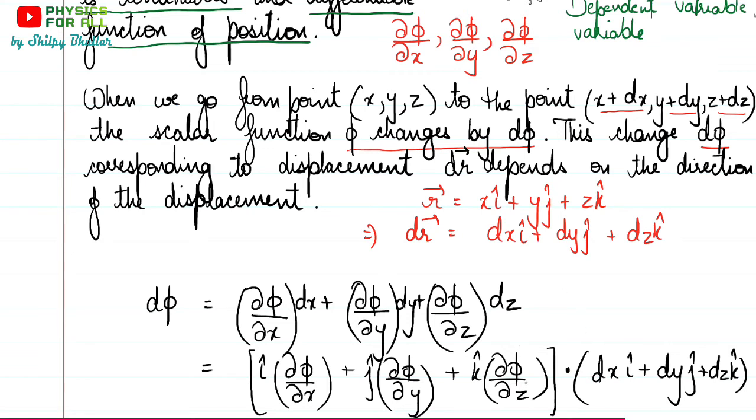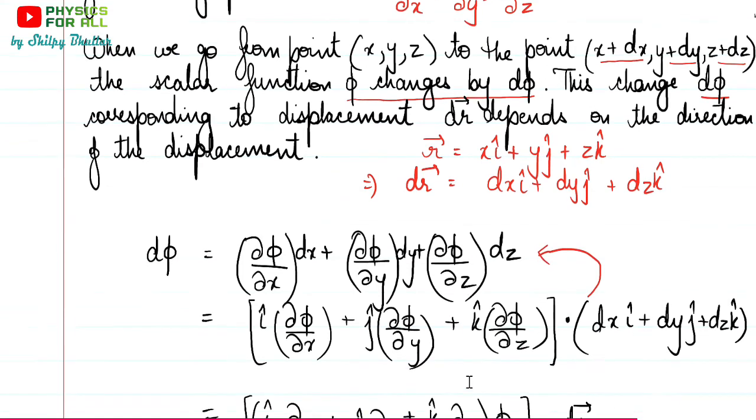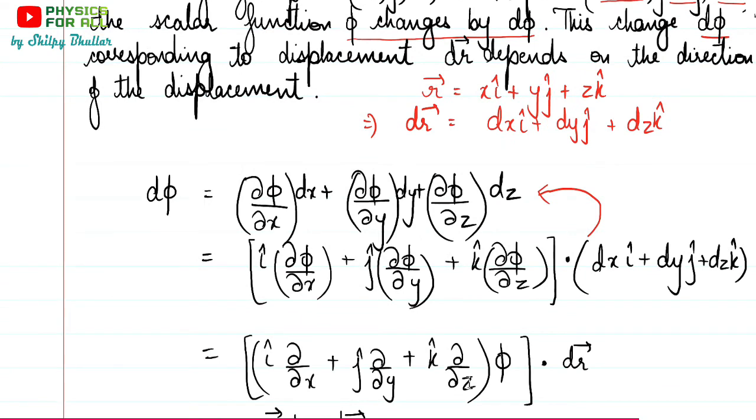What's the reason? Now you know it's a dot product, and in a dot product i cap will only interact with i cap, and so do j cap and k cap. So if we actually take the dot product, we end up with this thing. Okay, so this is just the other way of writing this step.